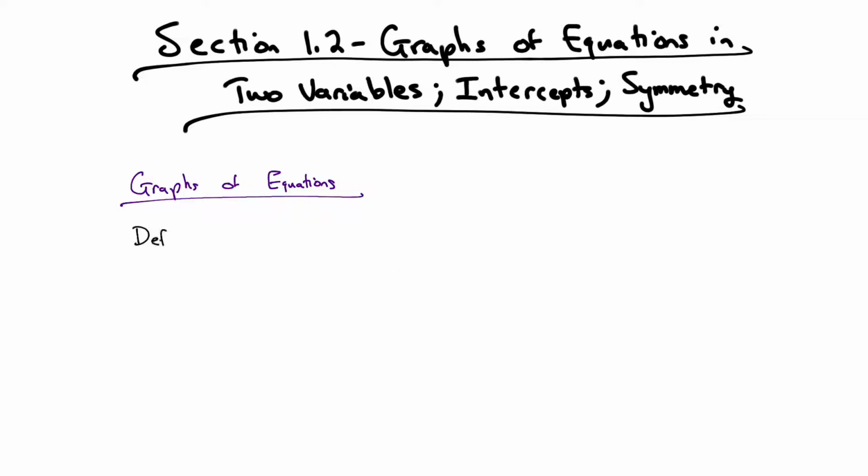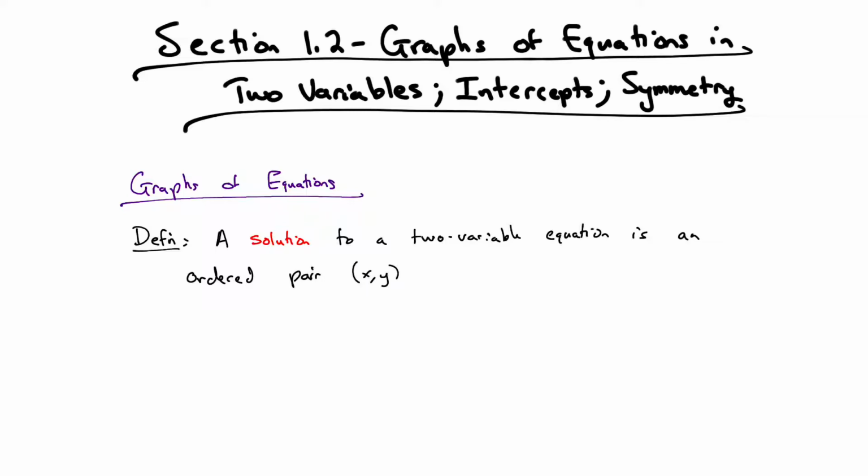So, definition. A solution to a two-variable equation is an ordered pair, x comma y, that satisfies the equation. Now, what do I mean by satisfies? That's what our book uses, by the way. They say that an ordered pair satisfies an equation when they mean a solution.